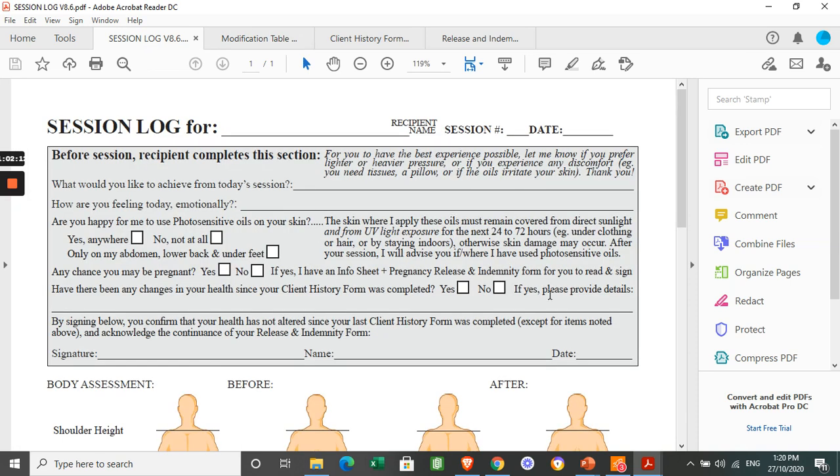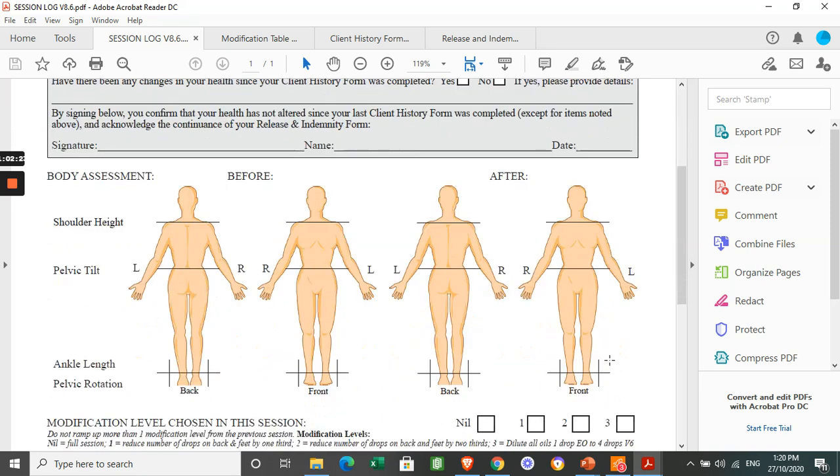The last thing that we have is the session log. So as we talked about before, this little grey box needs to be signed every session. It's the continuation of their original release and indemnity form. Body assessments will apply depending on what session you're doing. Now, shoulder height, pelvic tilt, ankle length and pelvic rotation are all part of Raindrop and VitaFlex assessments.